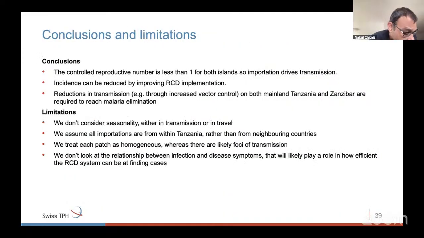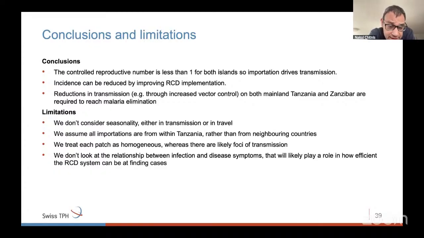Again, because I'm running out of time, I will conclude. So again, in both these islands, it's really importation that's driving transmission, and we can reduce incidence through improving interventions, but really we'd need to get all these interventions together. And if we want to eliminate, we really need to target malaria on both mainland Tanzania and Zanzibar to get rid of malaria. And again, this is a relatively simple model.